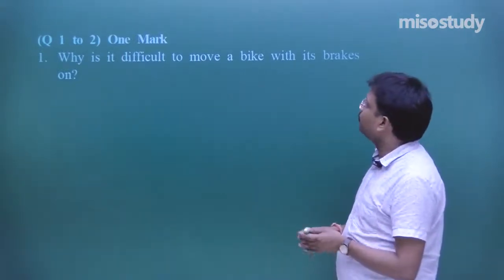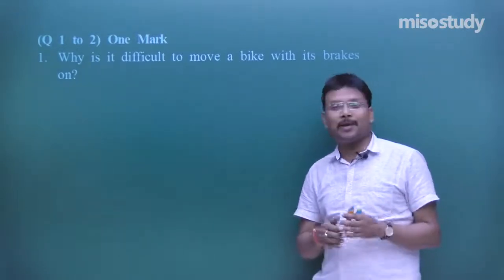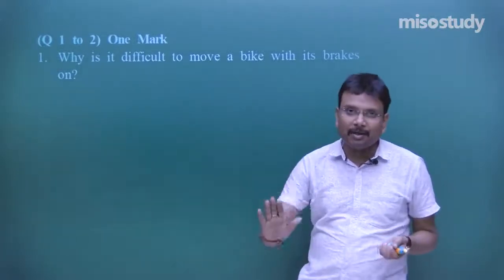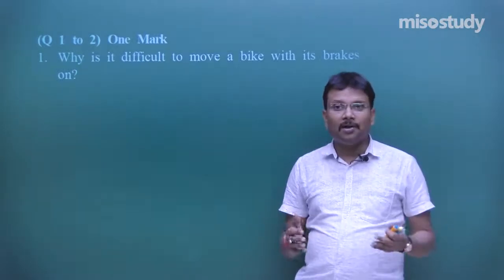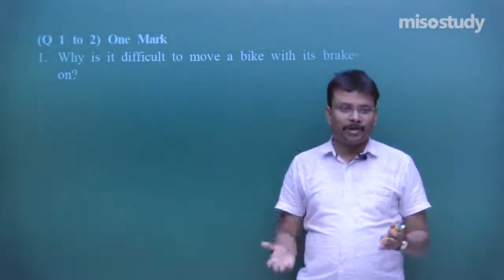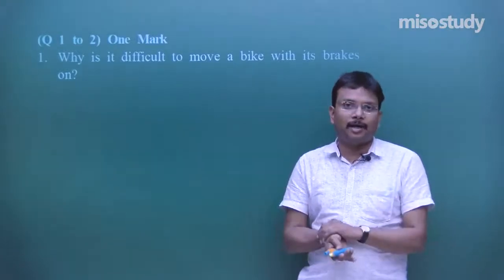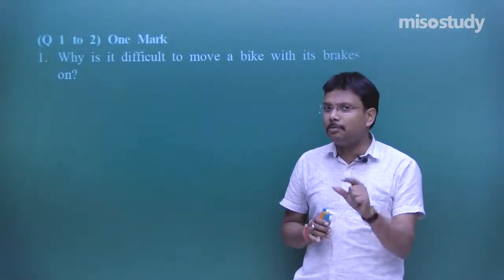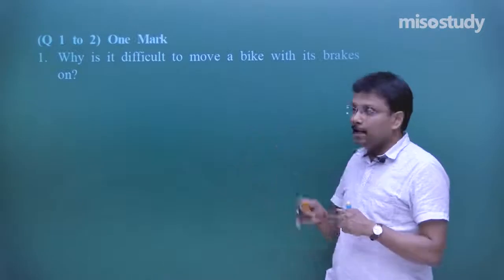Why is it difficult to move a bike with its brakes on? It's like you are driving your cycle, bike or car, and you press the brake pedal and then you are saying it is not moving. The reason is why it is not moving. A layman will say, you are pressing the brakes, that's why it's not moving. But being a student of physics, you should talk about technically what exactly is happening. So I would like to mention a term.